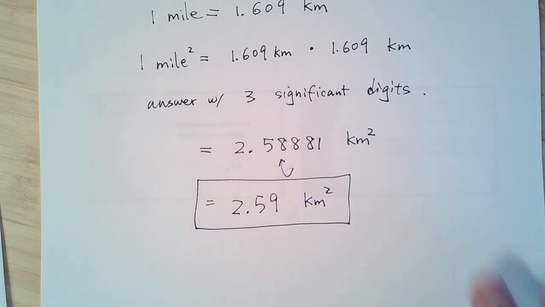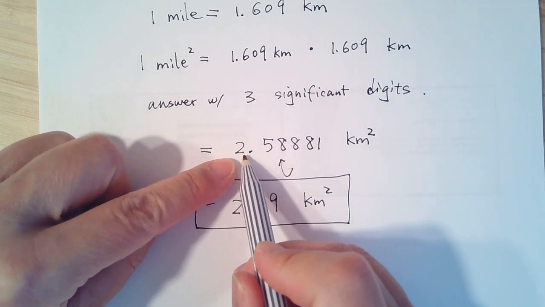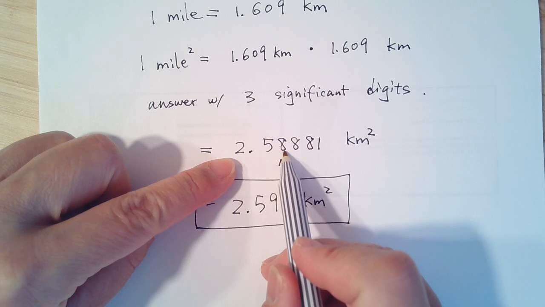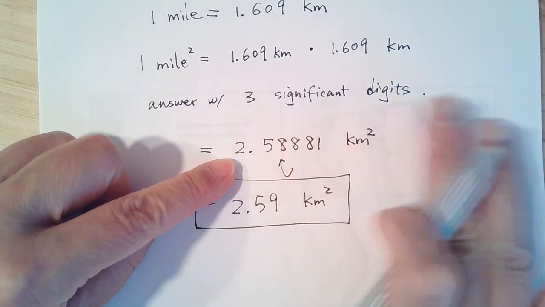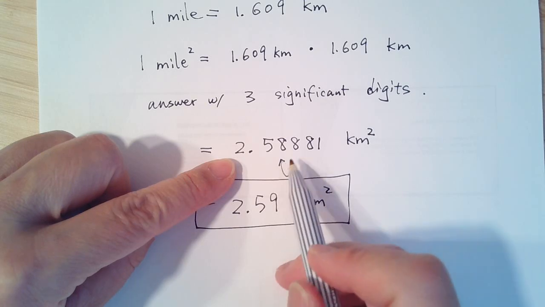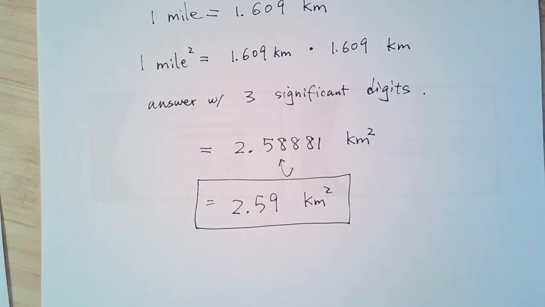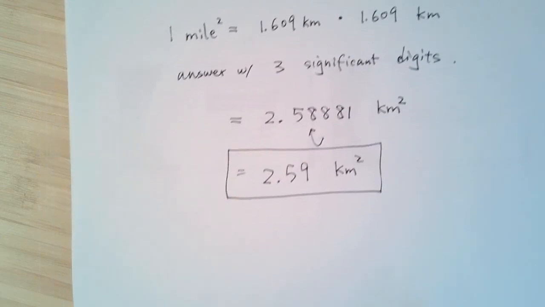Okay, now you see what we're doing here, right? I want to keep this 2, that's the first significant digit, and the 5. And I want to have the third one. I don't want anything after this, but however, this digit is 8. What did I do? I rounded this 8 up to 9. So I round it up. Okay, now let's talk about rounding.